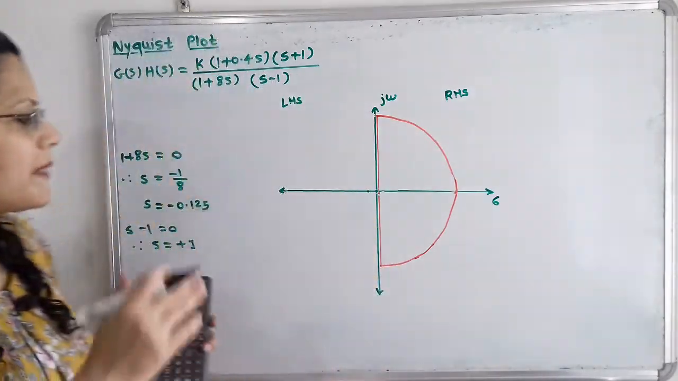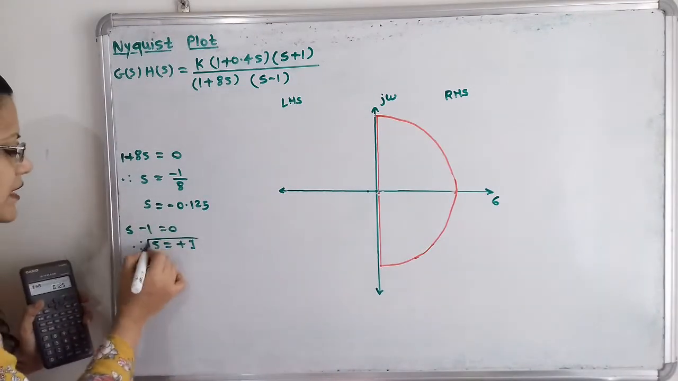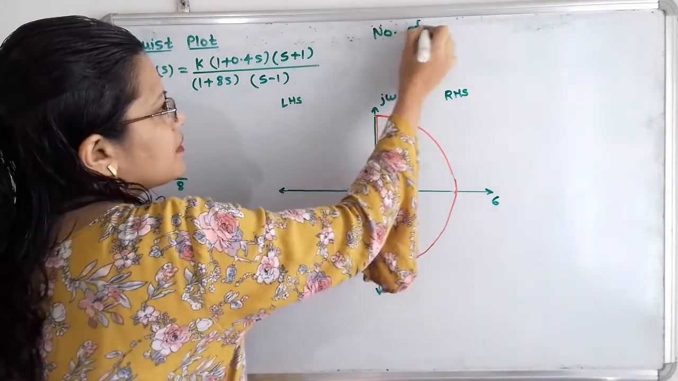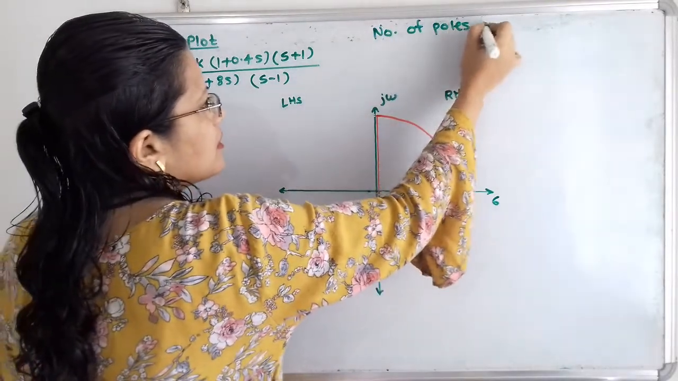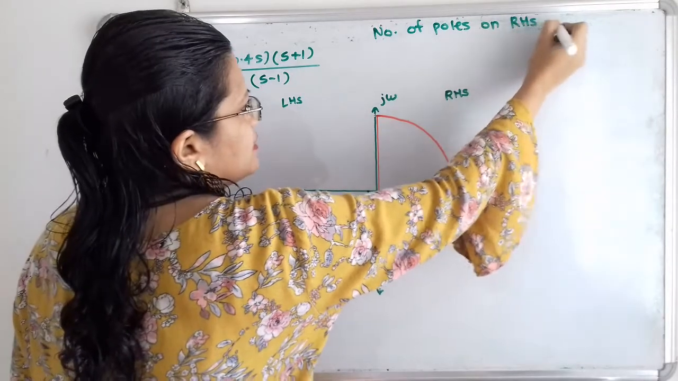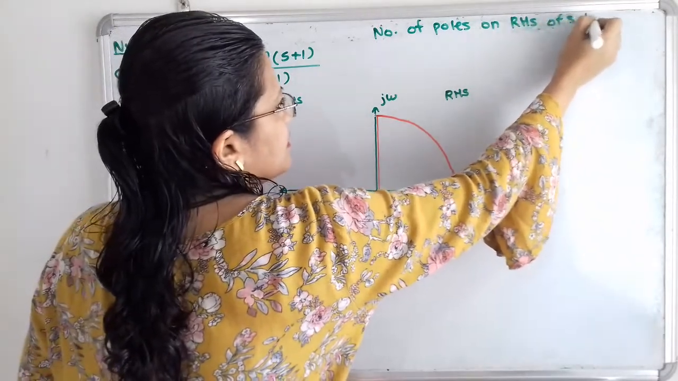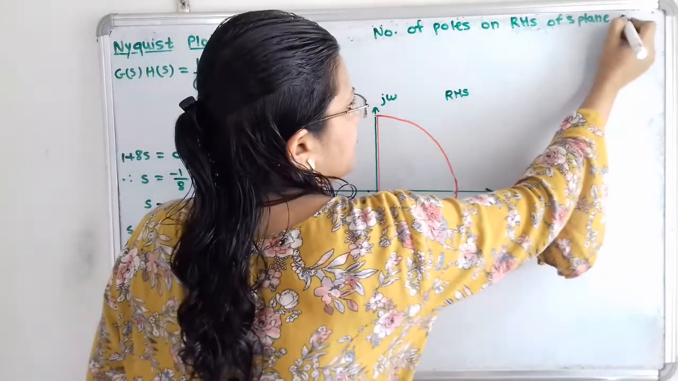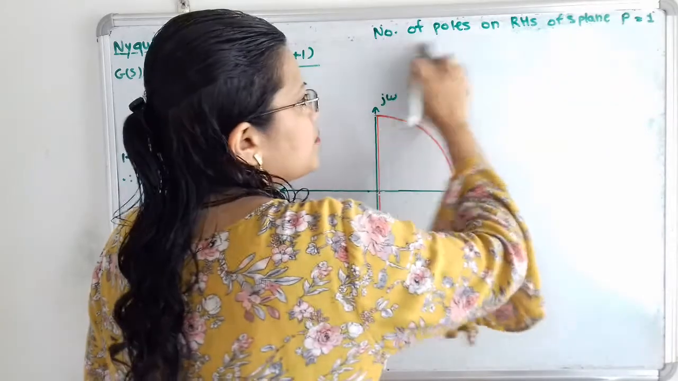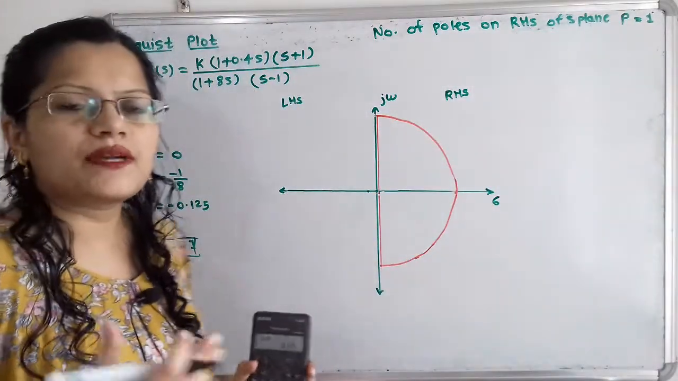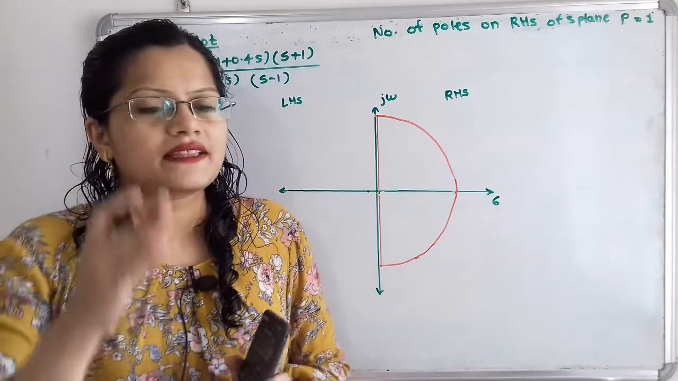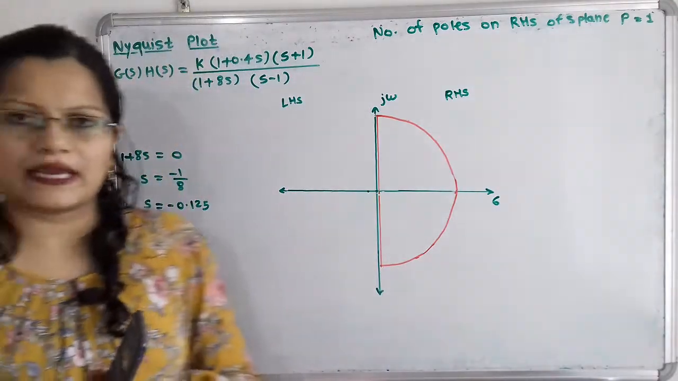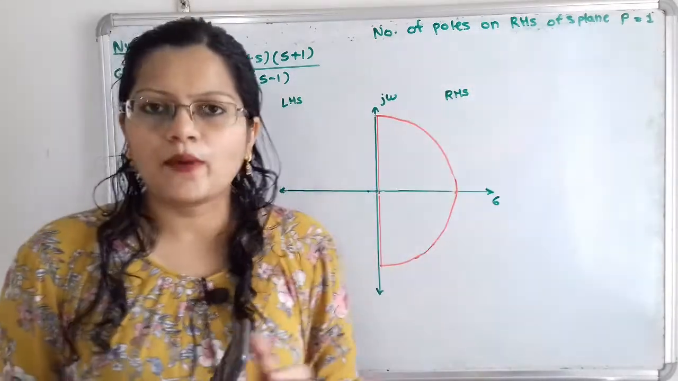So here this is an important thing: we have to take the number of poles on the right hand side of the s plane is equal to 1. We will use the notation P is equal to 1. This is important information, and we will use it to determine the stability of the system, or we can say to determine the range of k. So this is the important point.